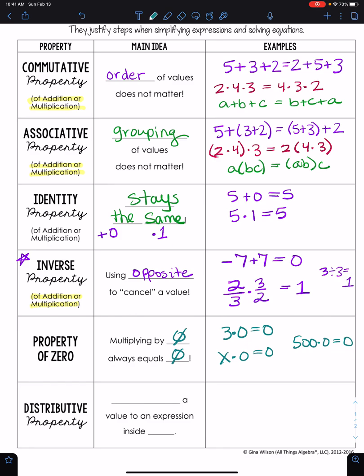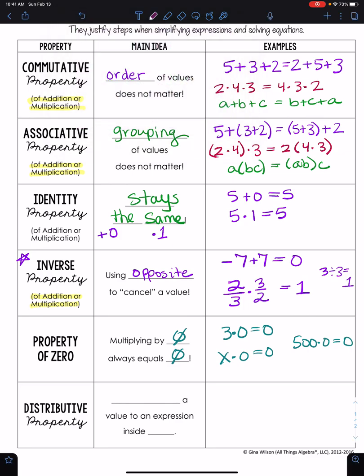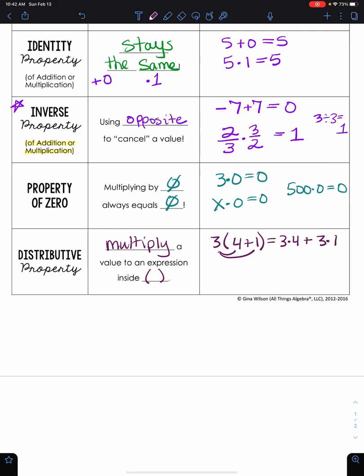And lastly, you may have talked about the distributive property in the past, maybe in elementary school, maybe not, but it means you're going to multiply a value to an expression that's inside parentheses. So it'll look like this. 3 times (4 plus 1). We know that we could use the order of operations and do 4 plus 1 first and then multiply by 3. But you can also take that 3 and multiply it by each thing in parentheses. 3 times 4 and 3 times 1 and add them.